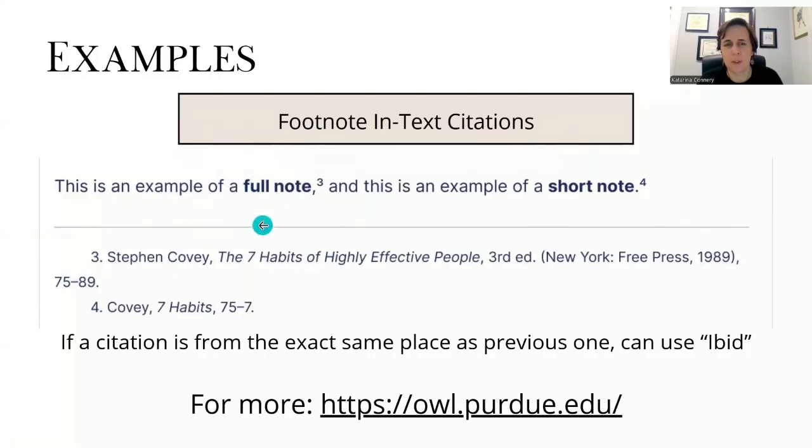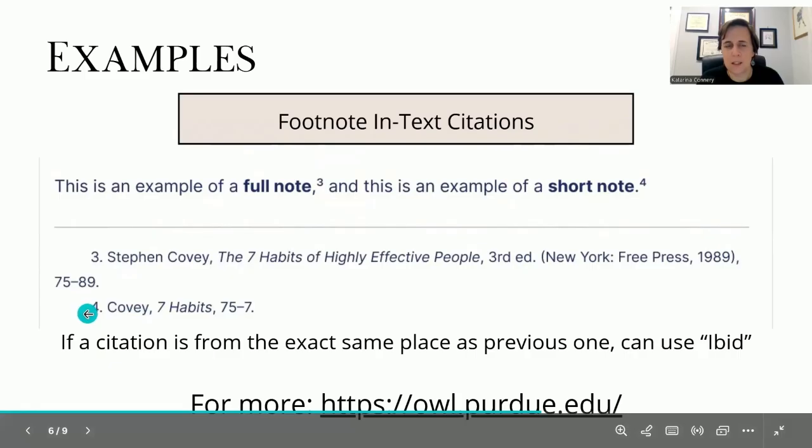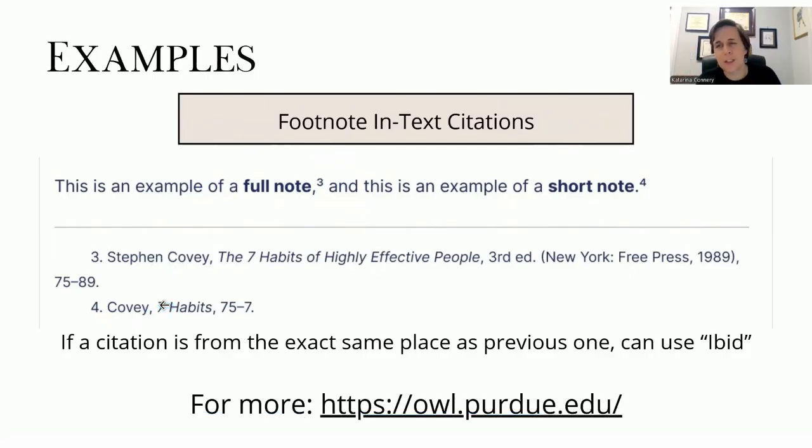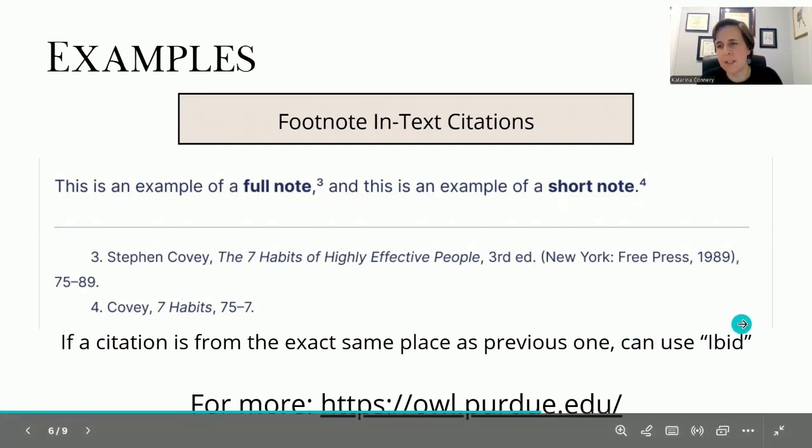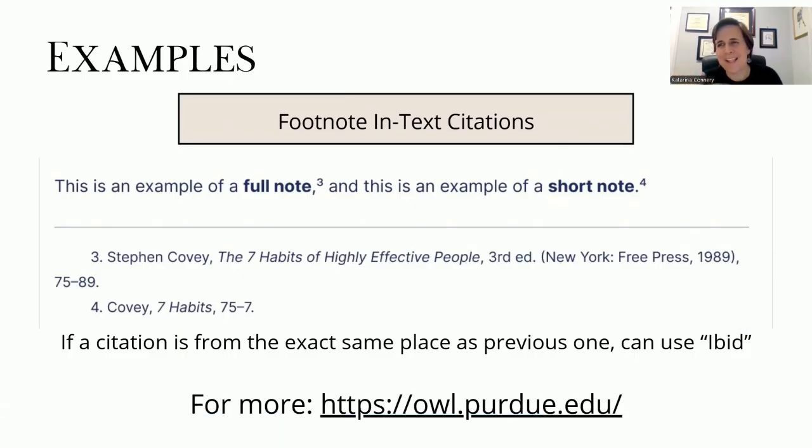So they have the first one, which is the full note. The second one is a shorter version. And if, for example, the following citation is from the exact same place as the previous one, you can use this "ibid." Actually, I don't even know if that's the correct way to pronounce it, but it's Latin and it just means exactly the same as the previous one: exact same page number, exact same author, title, everything.